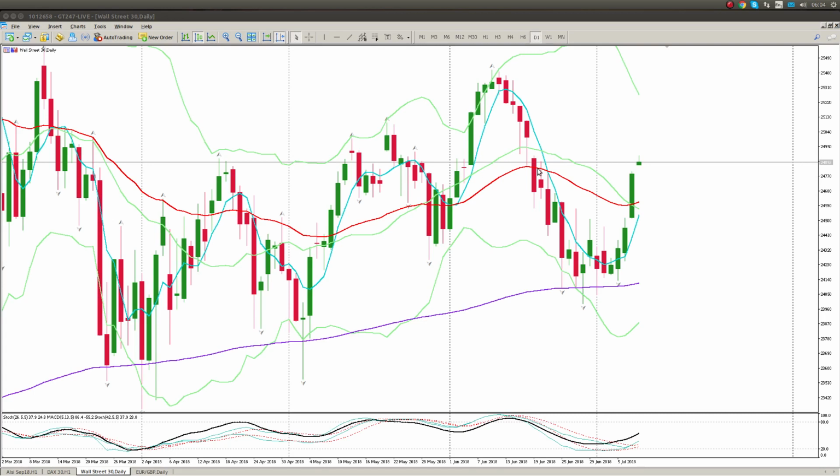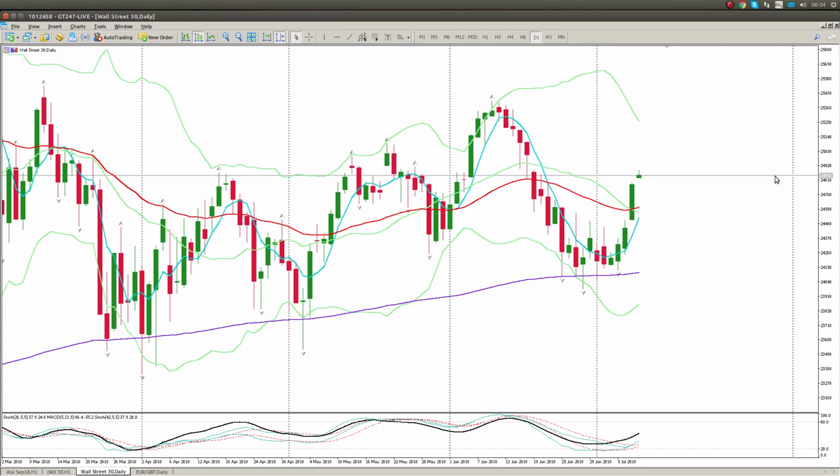So the Dow is in a pretty strong uptrend at the moment. So the only trade you should be looking for is longs right now. And we'll get down into lower time frames. But before we do that, I just want to double check our breakout targets here.